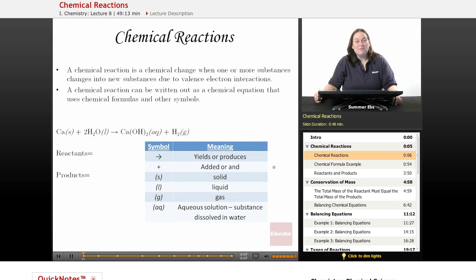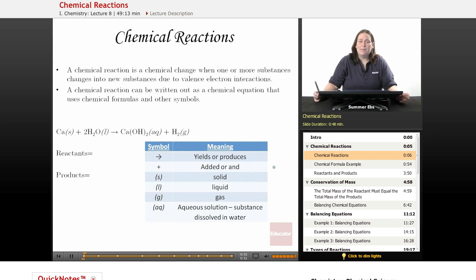A chemical reaction is when a chemical change takes place, when one or more substances change into a new substance. And the way that happens is through valence electron interactions. If you remember, the valence electrons are the ones in the outermost energy level, and they interact by forming bonds, ionic bonds and covalent bonds. Those are the ones we talked about.